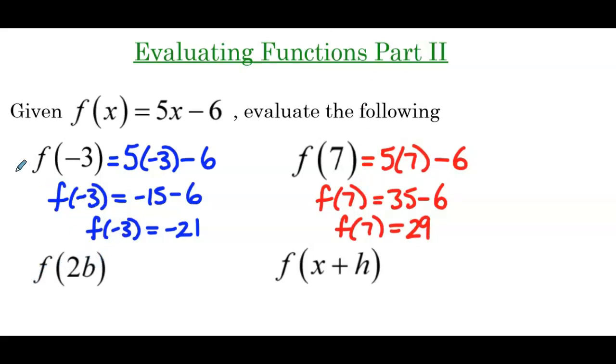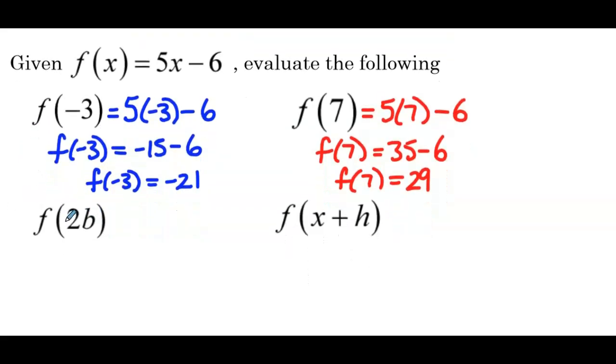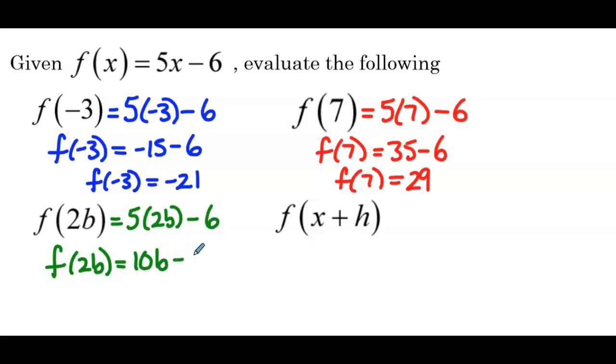F of 2b. So this is different because our input now has a variable in it. But we're going to proceed the same way. So our input is 2b. So we're going to substitute 2b in for x. So we have 5 times 2b minus 6. So f of 2b is equal to 10b minus 6. Now these aren't like terms, so we can't simplify any further.